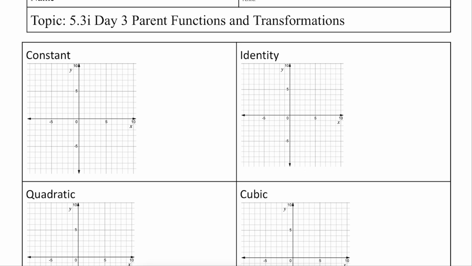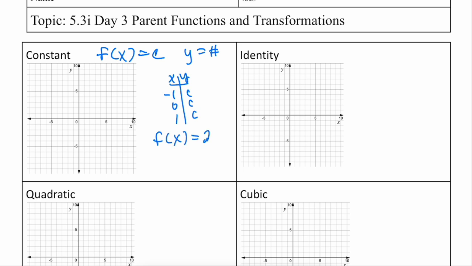Okay. So let's start with our first parent function, the constant. So it's technically f of x equals c. So it's f of x equals a number, or y equals a number. Now it can be any number, it doesn't matter, okay? So when you go to graph it, whatever number you pick, it would hit that number, okay? So as an example, let's do f of x equals 5.